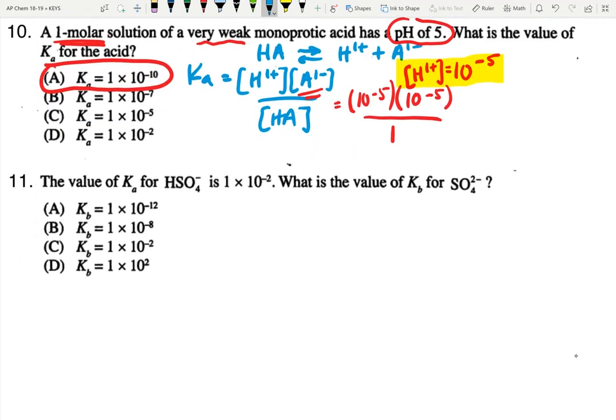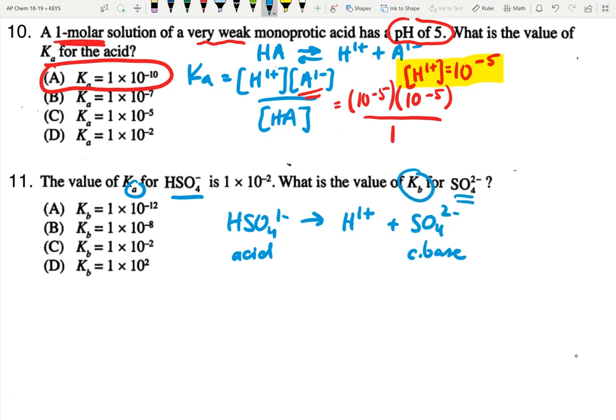A couple of important things there. The value of Ka for HSO4 ion is 1 times 10 to the negative 2. What's the value of Kb for SO4? Of course, we need to recognize that this is the acid, HSO4. It's acting as an acid, and we have a Ka value. So HSO4 ion is going to turn into hydrogen ion because it's an acid, and sulfate as its conjugate base. If this is my acid and this is my conjugate base, to find the Kb value for its conjugate, we're going to relate it through the equation that we see on our cheat sheet. Ka times Kb equals Kw, which is 1 times 10 to the negative 14.